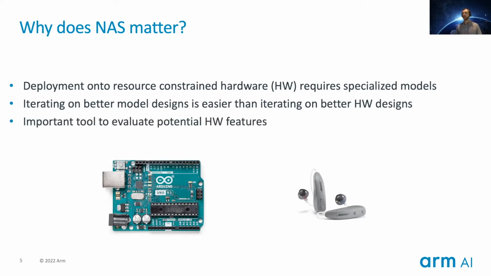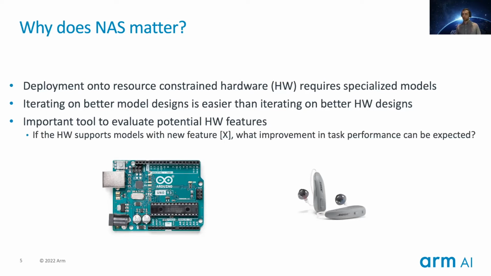And then third, at least from our point of view, neural architecture search can be an important tool to evaluate potential hardware features. So, for example, we can ask questions like, if the hardware supports models with some new feature X, what improvement in task performance can be expected? And if this improvement is very high, then the engineering effort that would go into designing this hardware feature is justified.